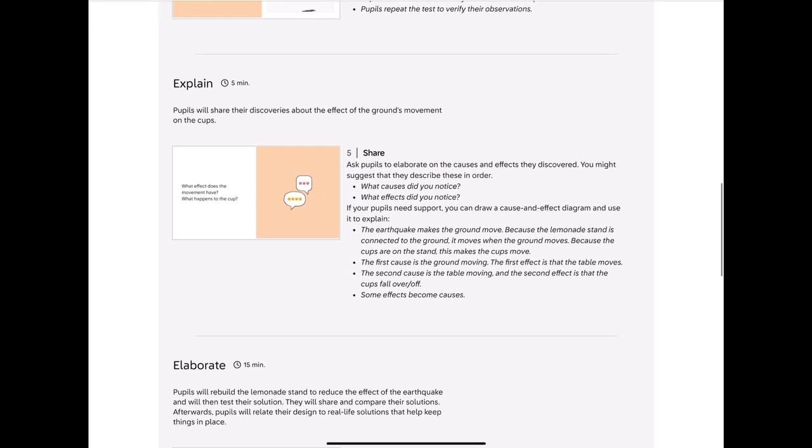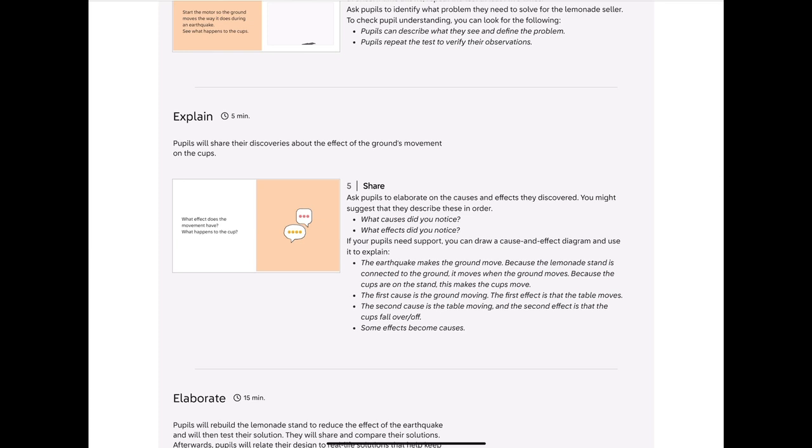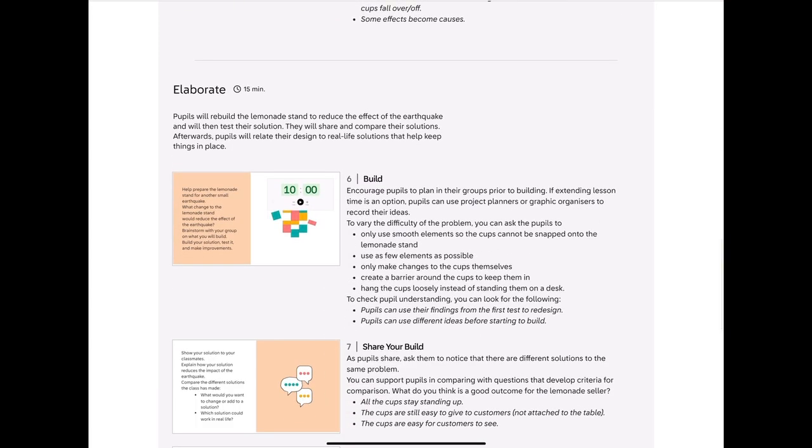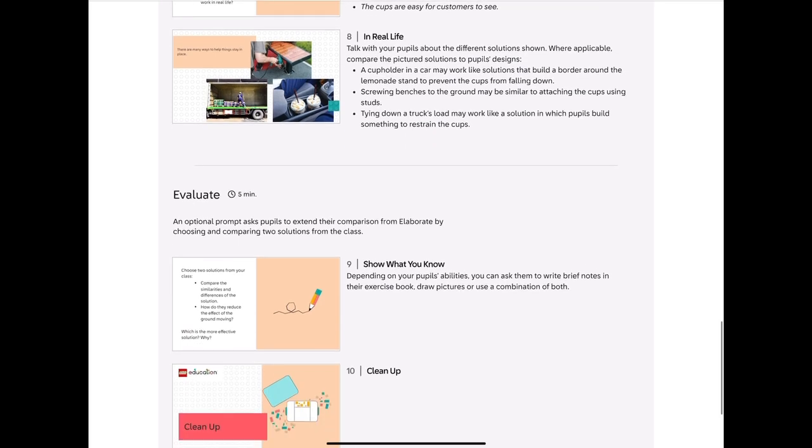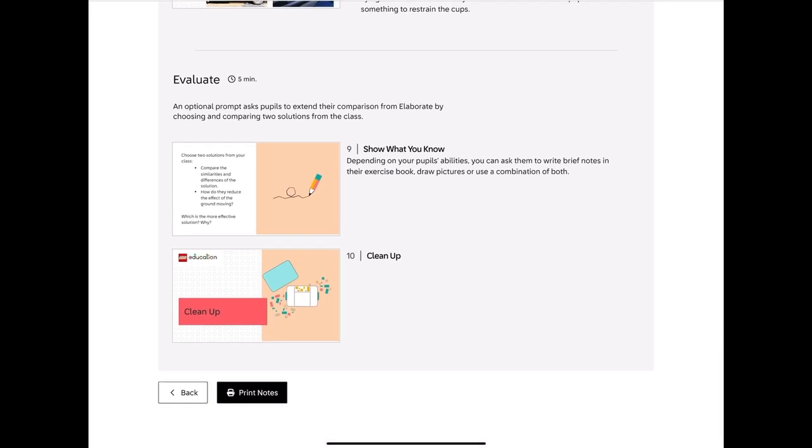Then we have explain, which is where the pupils can share their discoveries, share their knowledge about what they're currently doing, as well as the teacher explaining the scientific concept as well. Then we move on to elaborate, which is where the children will elaborate on their builds and elaborate further on their scientific knowledge and understanding. And then finally, we get to the evaluation stage, where the pupils reflect on the learning objectives, they reflect on the success criteria, and see how successful they've been today.